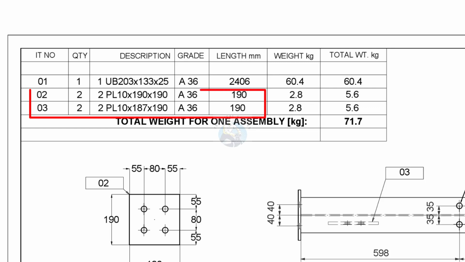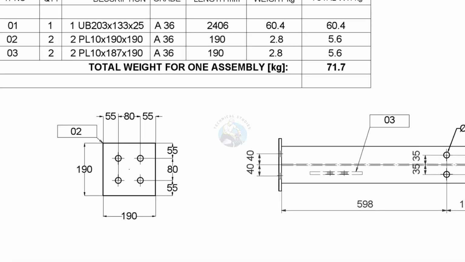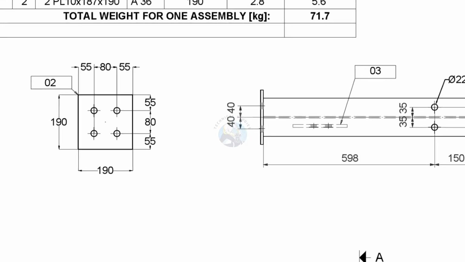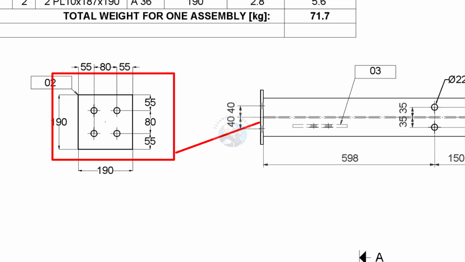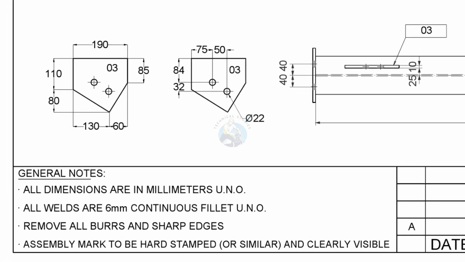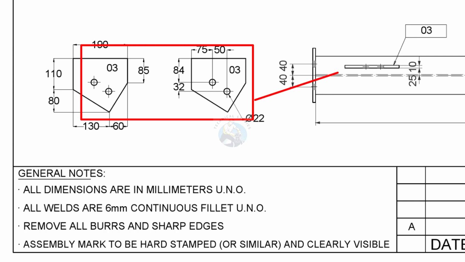The second and the third items are 10mm thick plates. The quantity is 2 numbers each. Item number 2 is the end plates of our beam. Item number 3 are gusset plates.